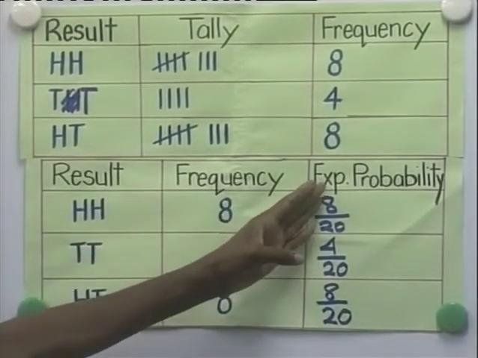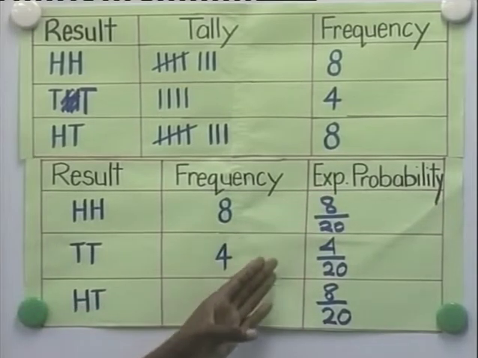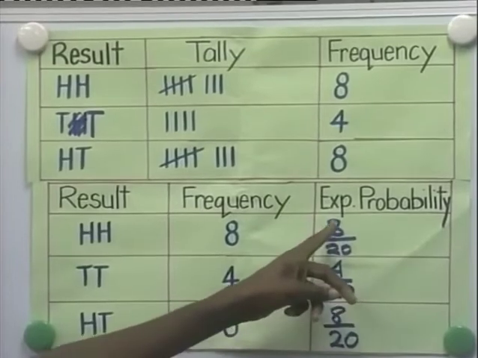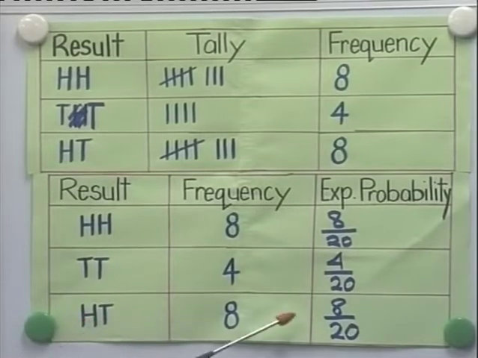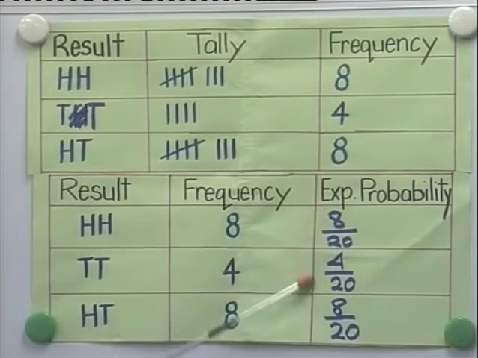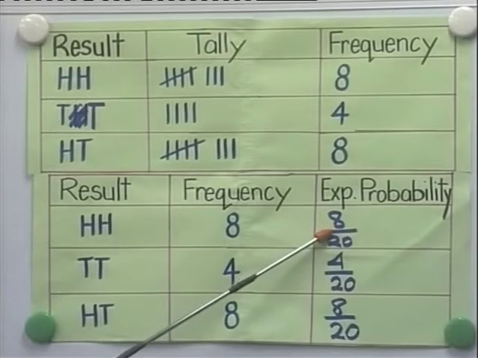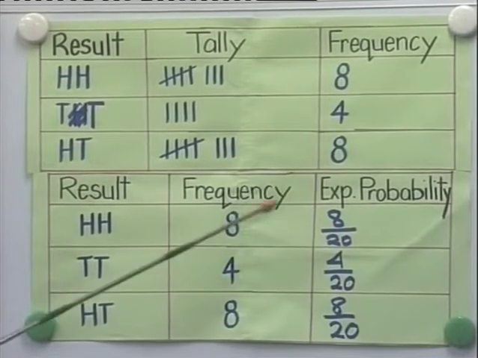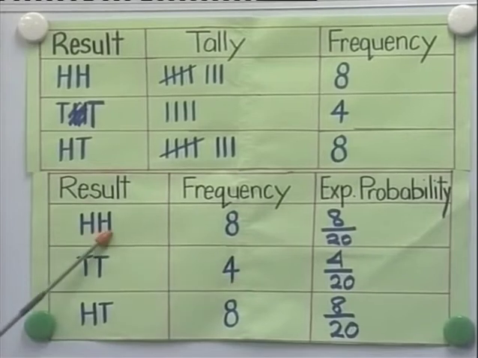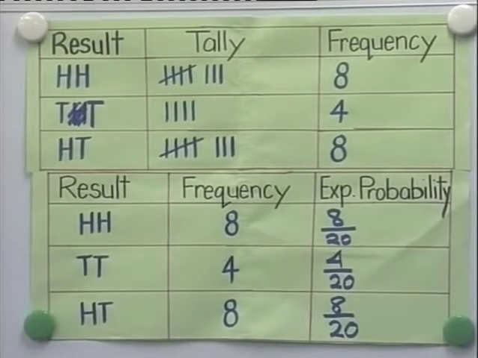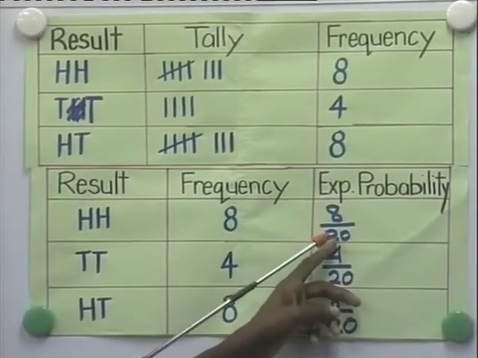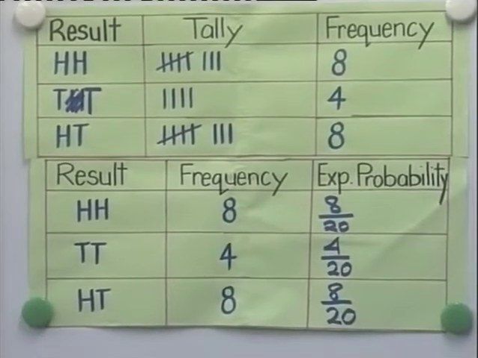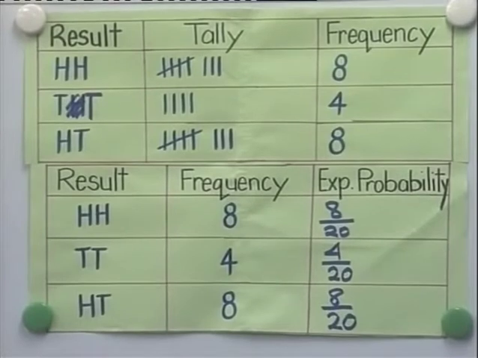Now, these are the experimental probabilities of tossing coins 20 times. Head-head, the probability is 8 over 20. Tail-tail, the probability is 4 over 20. And head-tail, the probability is 8 over 20. Now, let's express these probabilities as percentages. What will be the percentage of head-head? These are the probabilities in fraction, but what will this be in percentage? Receiving students?